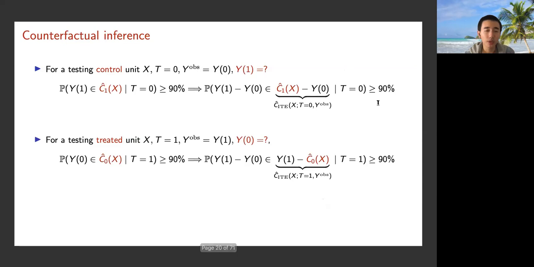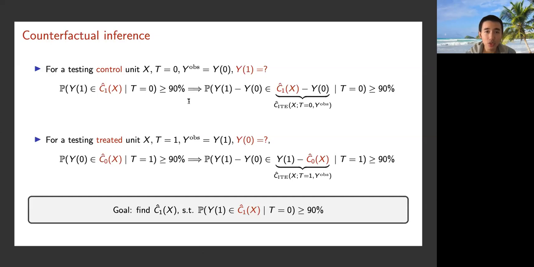And similarly, we can imagine that we have a treated unit, and then if we can get a valid interval estimate of y0, then we can contrast the observed outcome y1 with this C0 hat to get an interval for ITE. And so if we take this ITE interval as the one we produce, then we know that it has valid coverage within either the control group or the treated group. And so unconditionally, it will satisfy our coverage criterion.